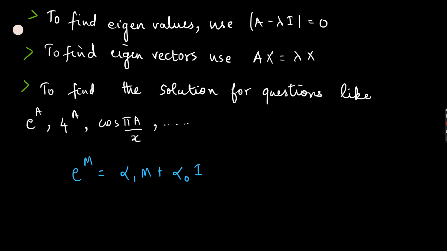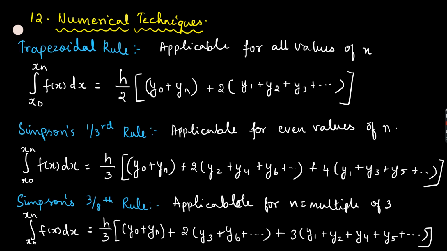So here what we do is, you'll have to find the eigenvalues of the matrix and then substitute the eigenvalues of the matrix instead of M. Okay, so then your equation will be like e power lambda is equal to alpha 1 lambda plus alpha naught I. So after doing that, you'll be able to find the alpha 1 and alpha naught values. After that, you're going to directly substitute in this given equation and you're going to find the RHS.